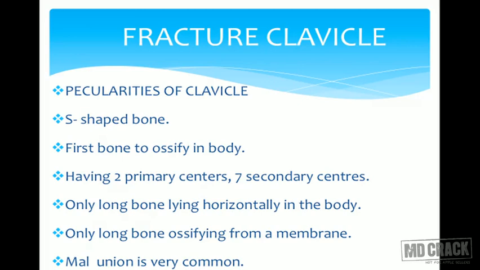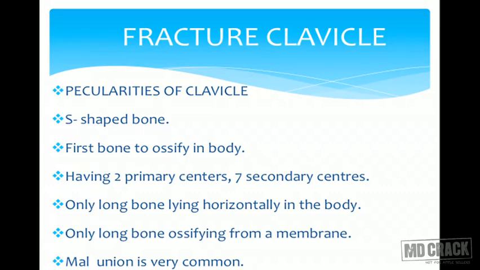Coming to the second important fracture of the upper limb, that is the fracture of the clavicle. There are specific peculiarities of the clavicle. It is an S-shaped bone. It is the first bone to ossify in the body. Third point is it has two primary centers of ossification and seven secondary centers. It is the only long bone which lies horizontal in the body. Only long bone which ossifies from a membrane. Malunion is very common for this type of fracture.